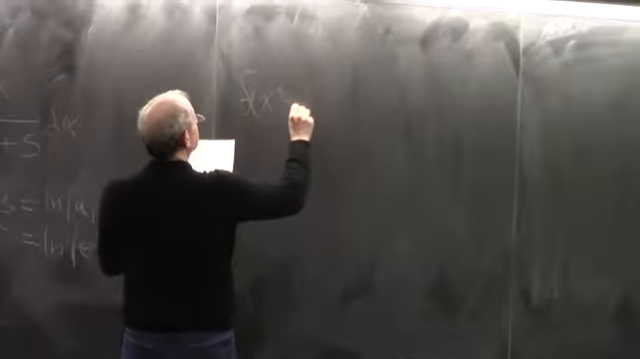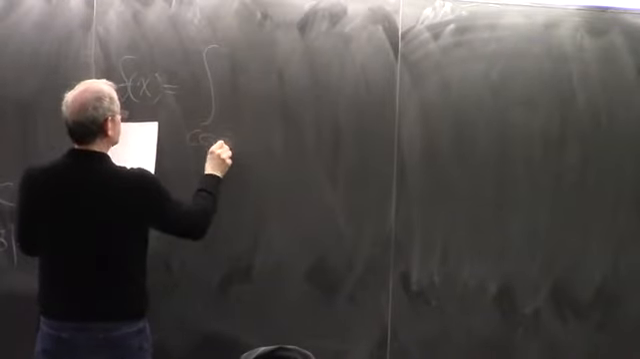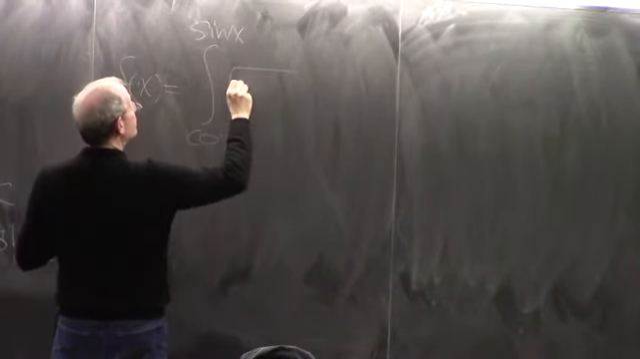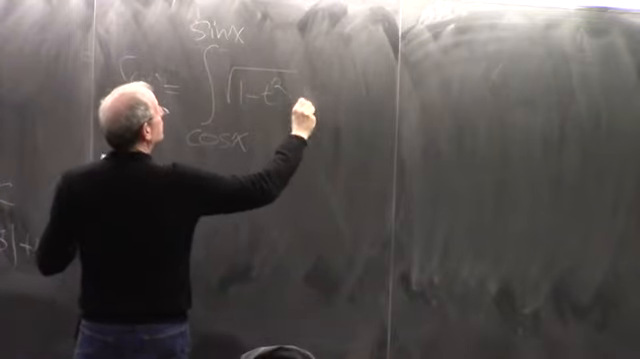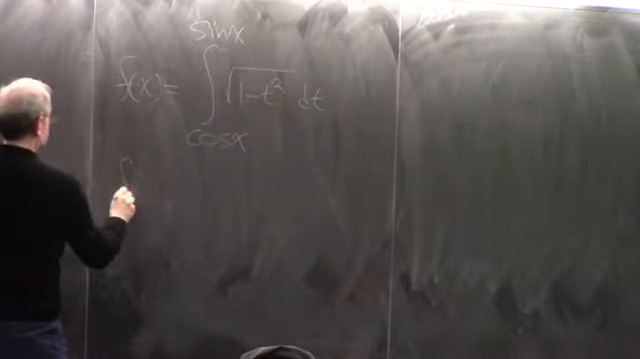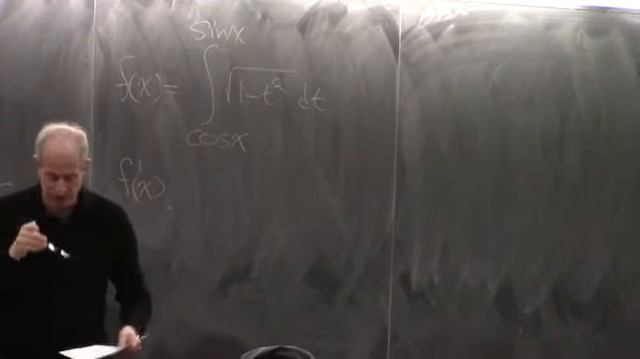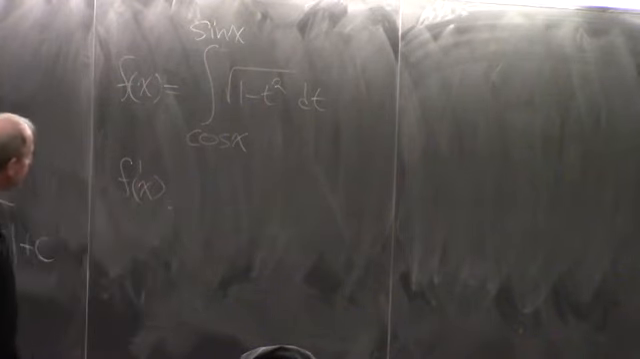f is the integral from cosine x to sine x of the square root of 1 minus t squared dt. This is number 2c on the review sheet. So we have to find f prime of 3 and f prime of pi over 4. But first, let's just find f prime of x.